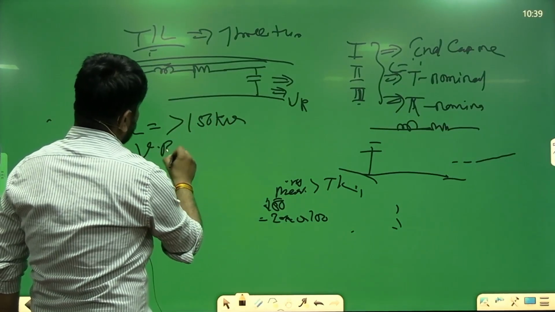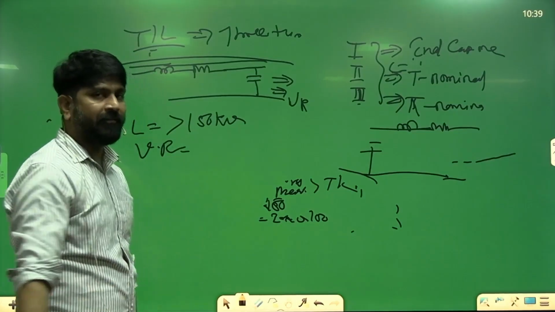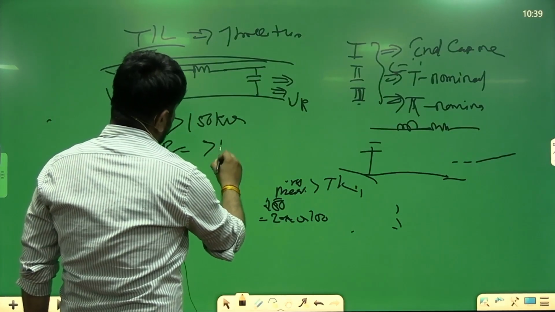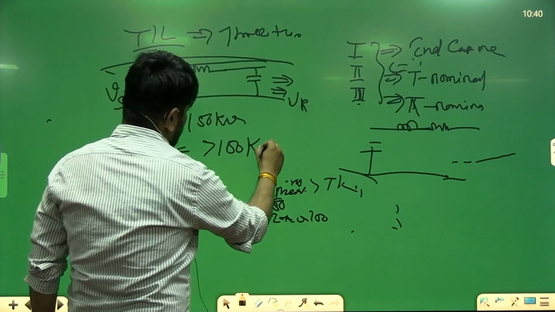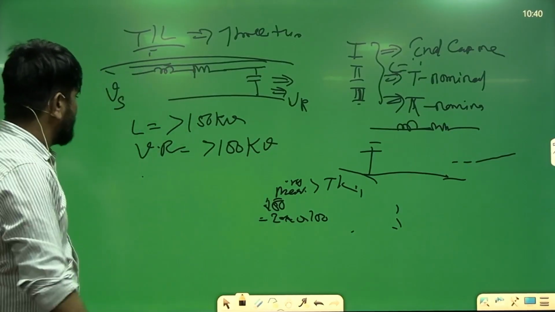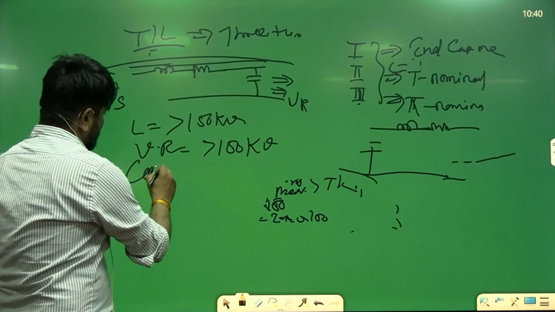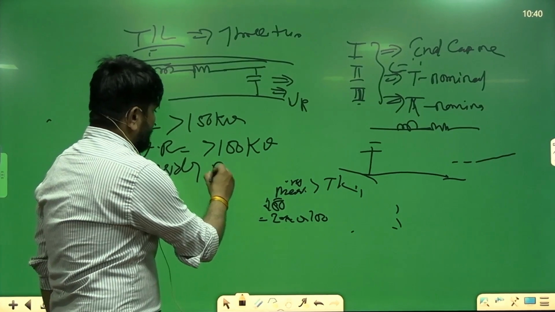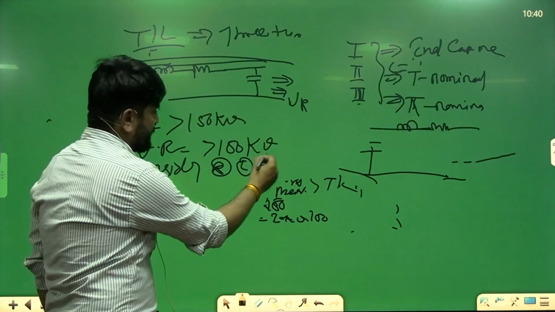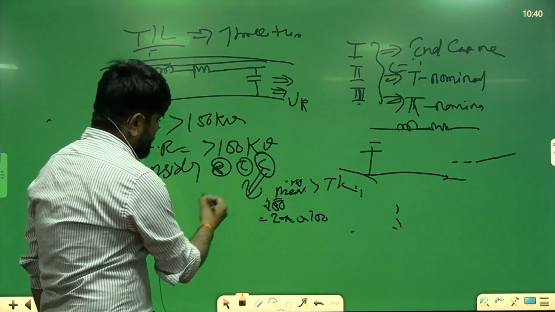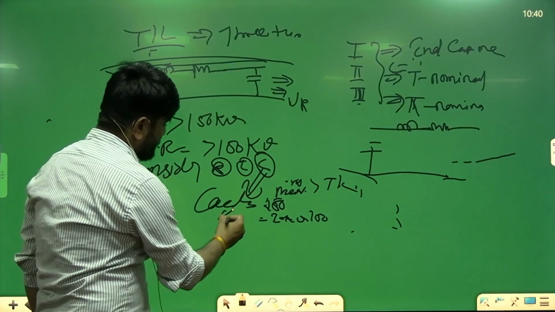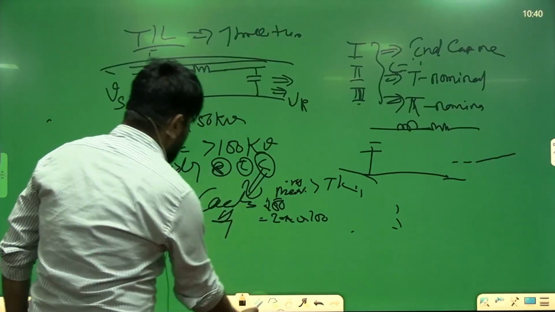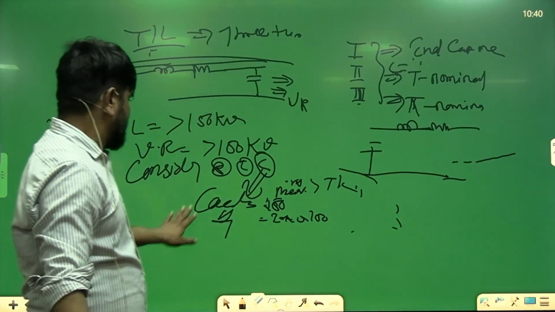Voltage rating here will be above 100 kV, and we consider here R, L and C. C is calculated here by the rigorous method. We will discuss the rigorous method in the next slide.